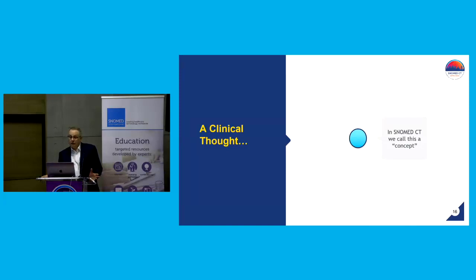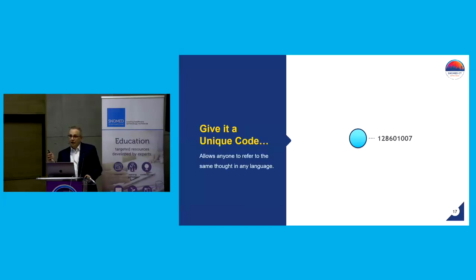So a concept in its simplicity is a clinical thought. So say, for example, lung disease. I think of it as lung disease in my language. Someone else may have a different term for that in their language, but we're thinking about the same thing. So that clinical thought, that's what a concept is. And to that thought, we add a unique code. So the unique code to the concept. So a concept has a unique code.